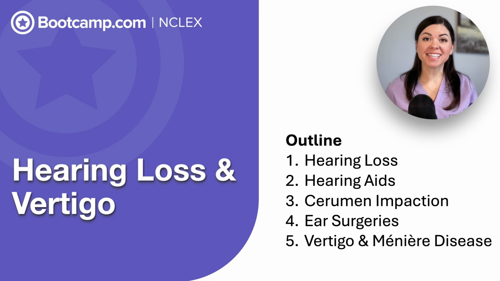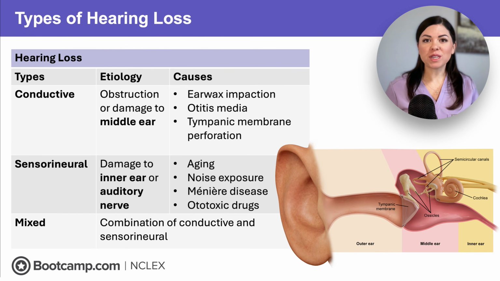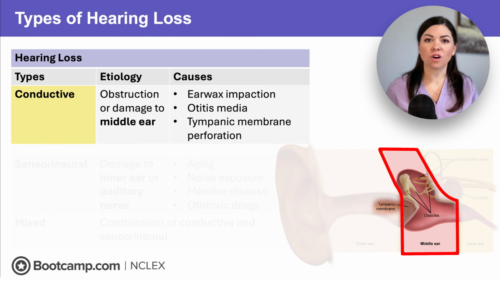I'm Dr. Amber, and today we're going to review everything you need to know about hearing loss and vertigo for NCLEX. Before we jump into interventions, let's talk about types of hearing loss, because interventions are based on the cause and location. Conductive hearing loss is usually temporary and caused by obstruction to the middle ear by something like earwax impaction or damage from otitis media, or even a tympanic membrane perforation, also known as a ruptured eardrum.